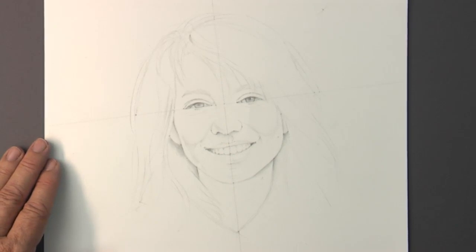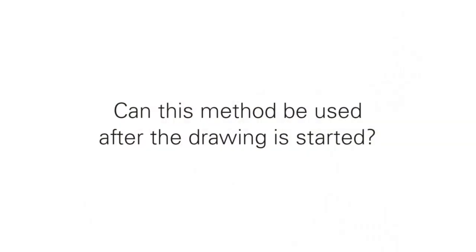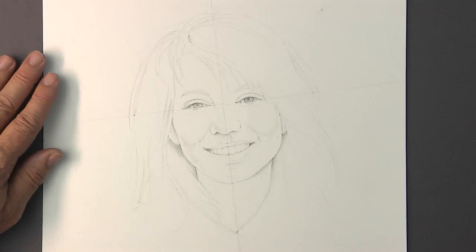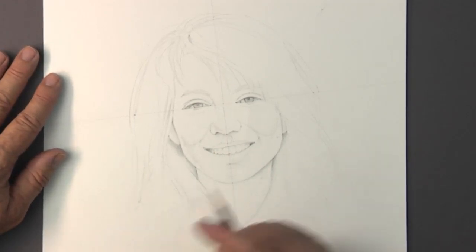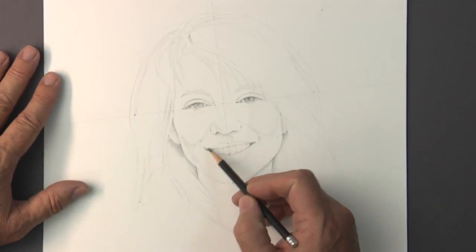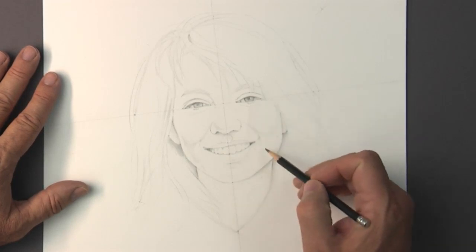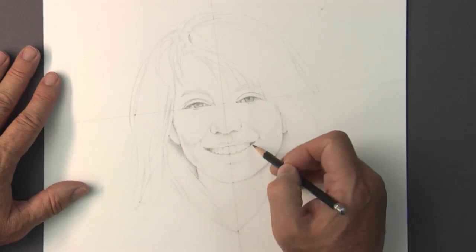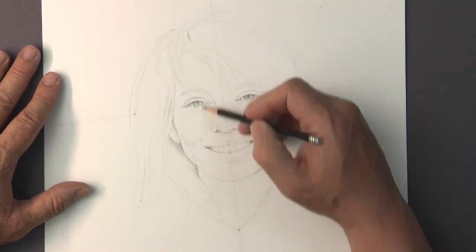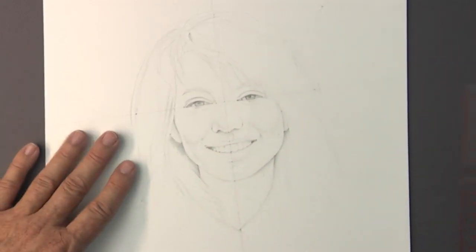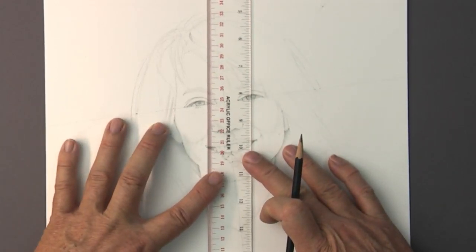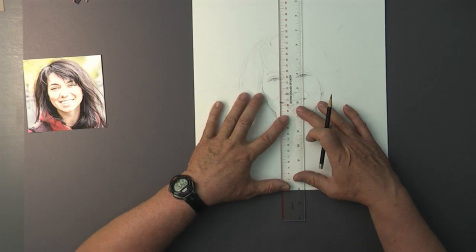And one of them is, can this method be used after the drawing is started? Well, I just showed you one of the ways. I can come in and verify an angle. I can maybe say, you know what, I wonder if this does line up with this one. It doesn't have to be just this side of the mouth, but it can be. That's just a double reference. I want to know if this lines up vertically. How does that line up? It lines up with the right of the iris.